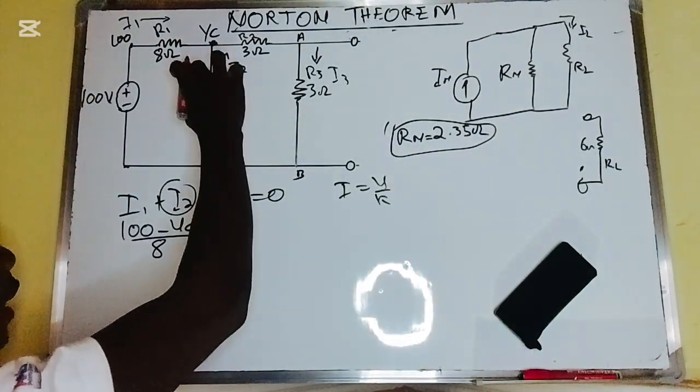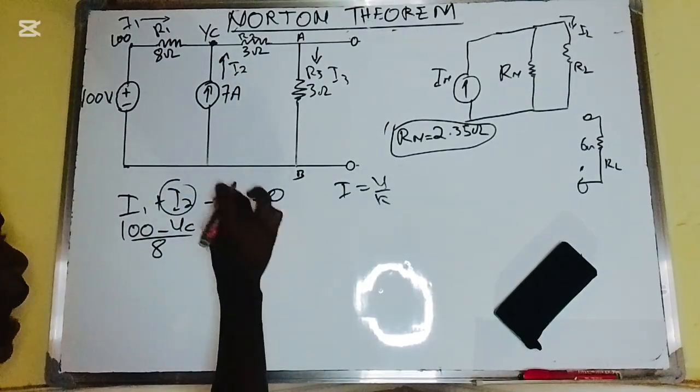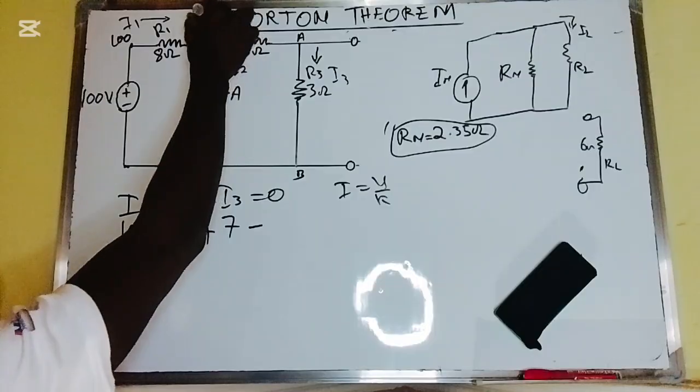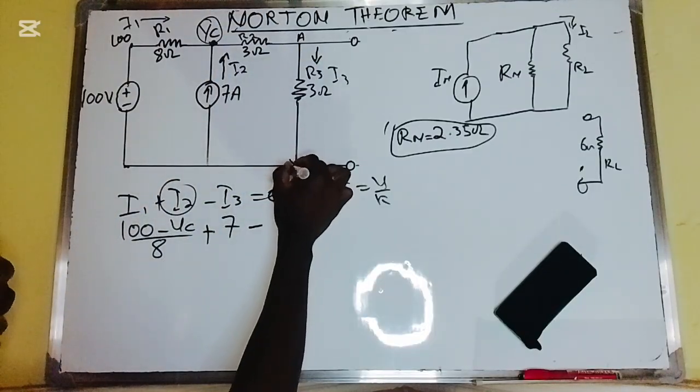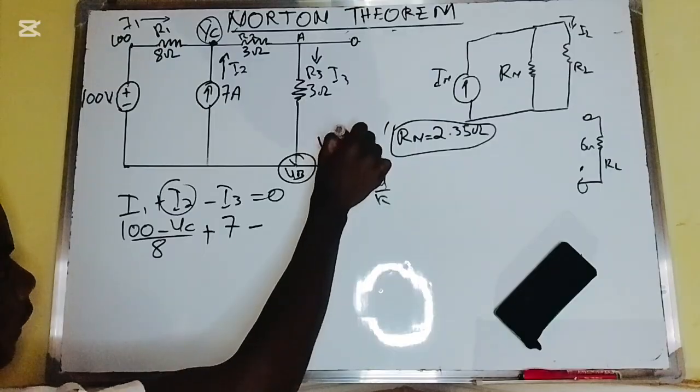So therefore I already have the value of this current, so this shall now be 7, and therefore minus I3, which is from VC to VV. The VV is the same thing as 0, because it is the source of the ground.